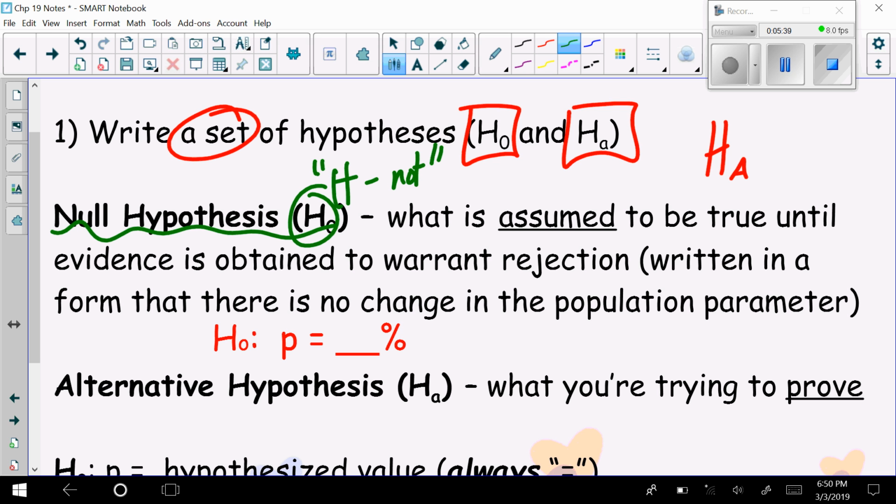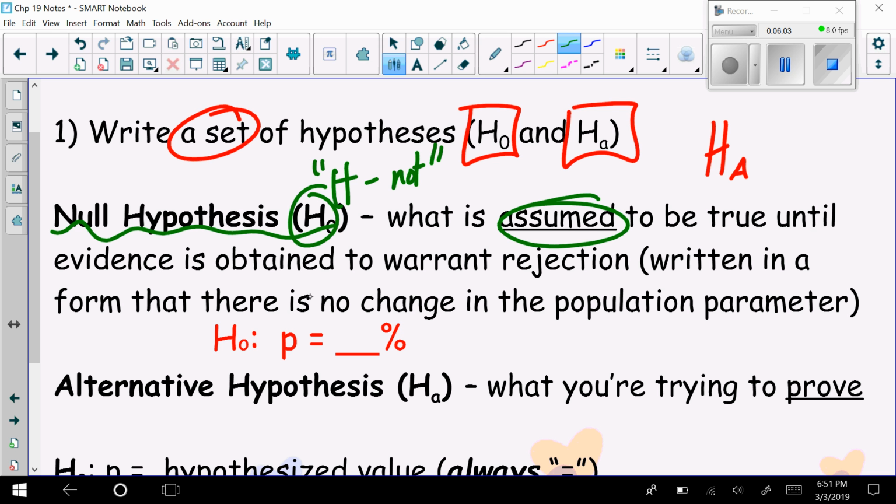And it is what is assumed to be true. Basically, this is my hypothesis, or somebody told me that this was the percentage, or the height of something, or the weight of something. It is the assumed, the accepted norm.